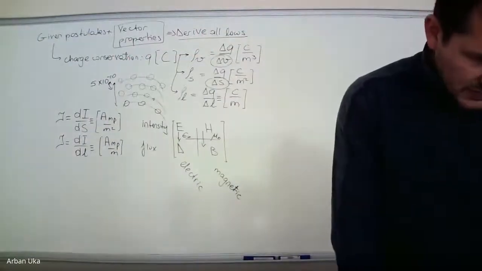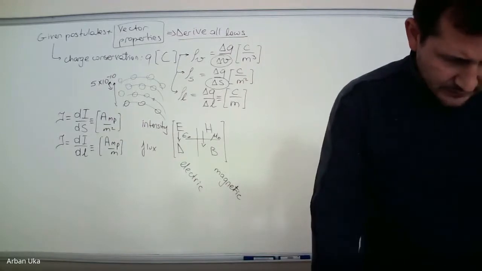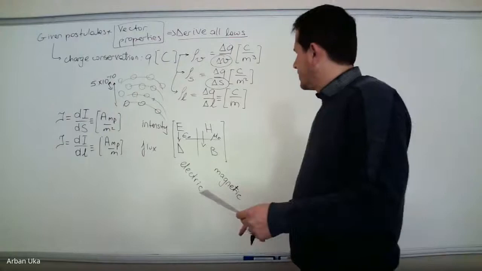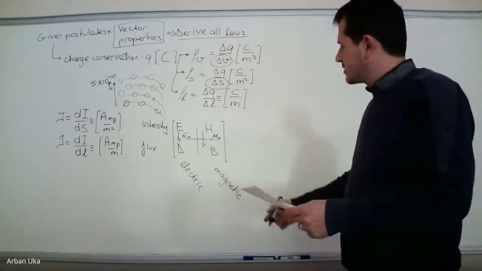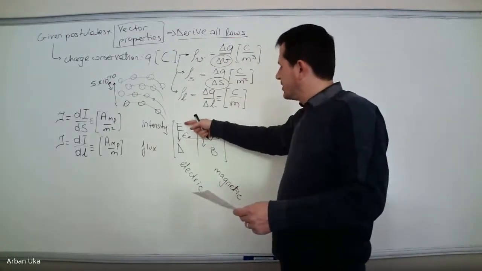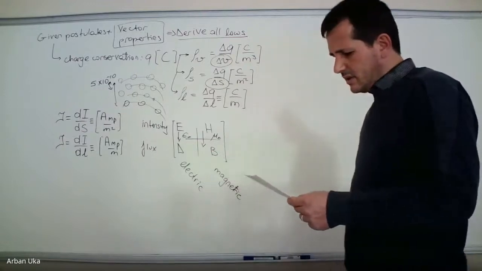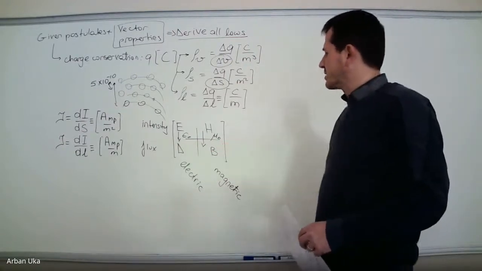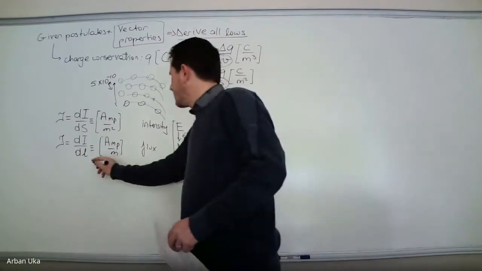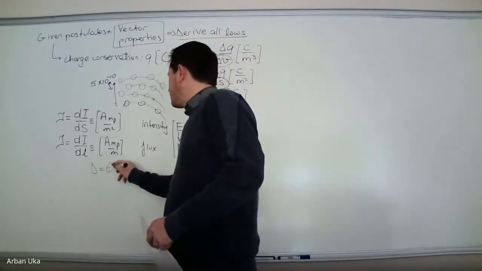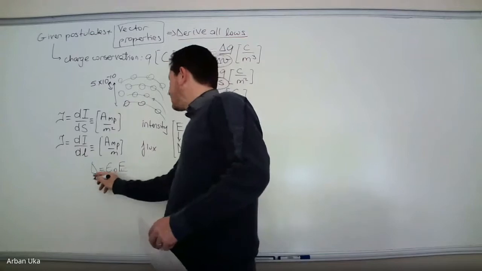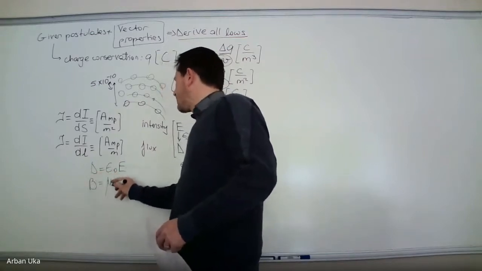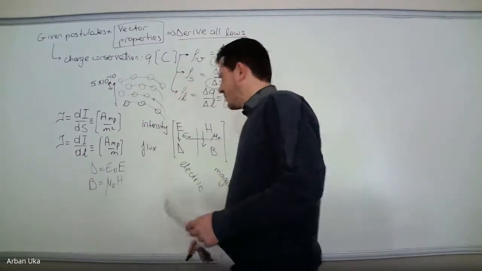The relationship between these is that we just multiply: we can directly multiply the E with the permittivity, we get the D, and we multiply this intensity with mu, we get this flux. So simply we can say that D is equal to permittivity times intensity, and the flux here is permeability times, again, intensity.